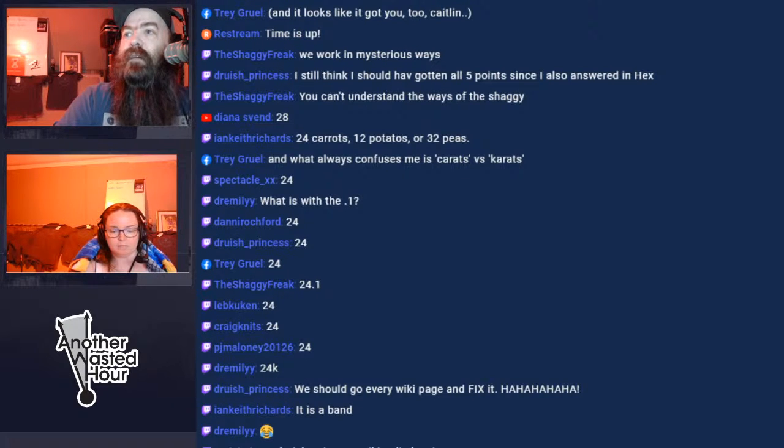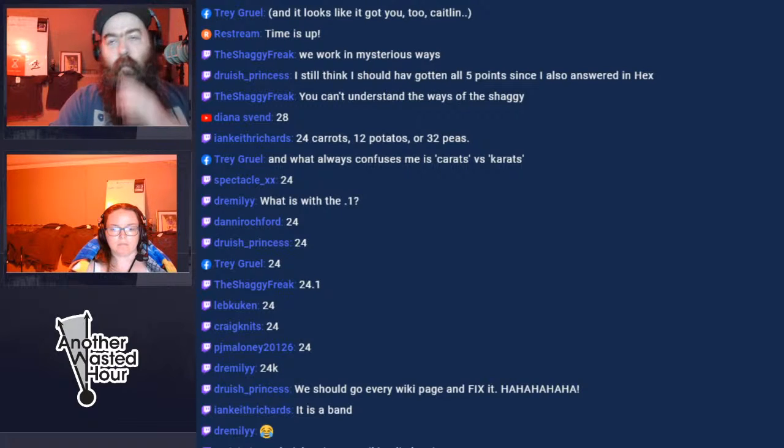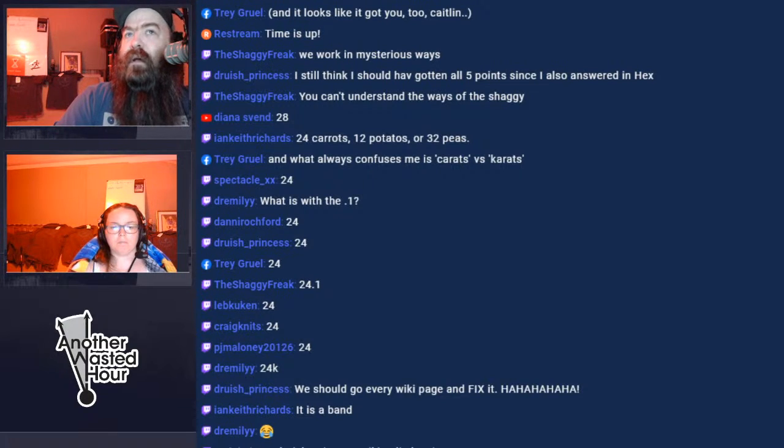What is this? I still think I should have gotten all 5 points since I also answered in hex. What? Technically, carat with a K is the gold one, and carat with a C is gemstones. Right. We had a typo there. Both of them are actually acceptable for gold. All right. According to Merriam-Webster. Suck on that.